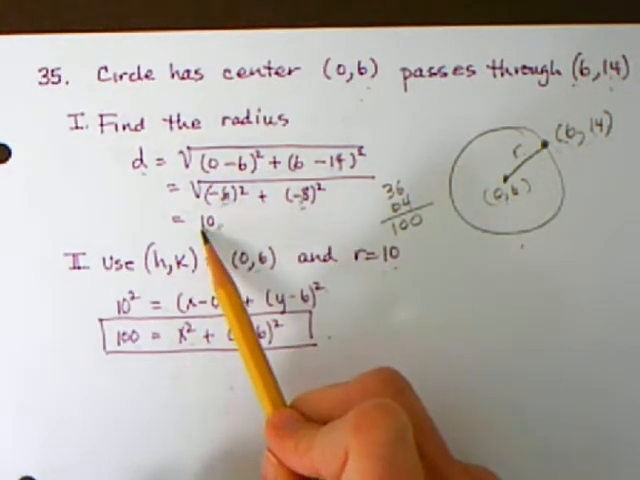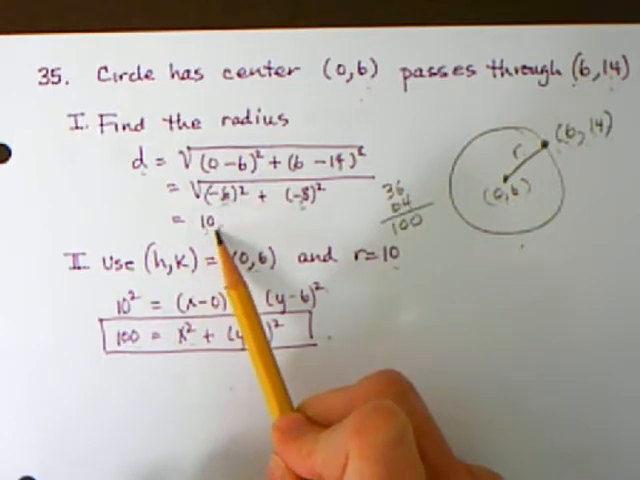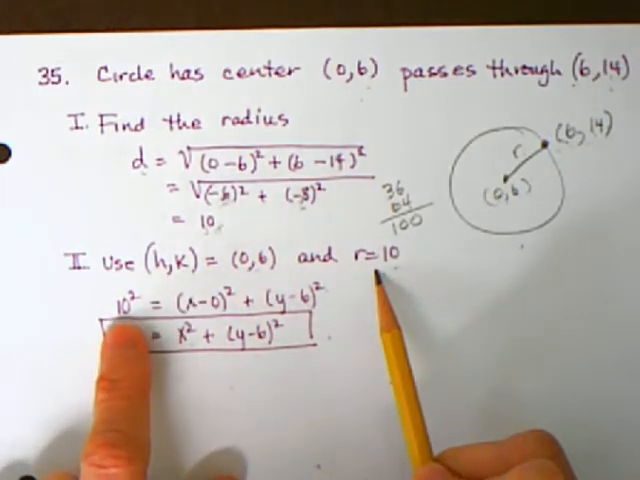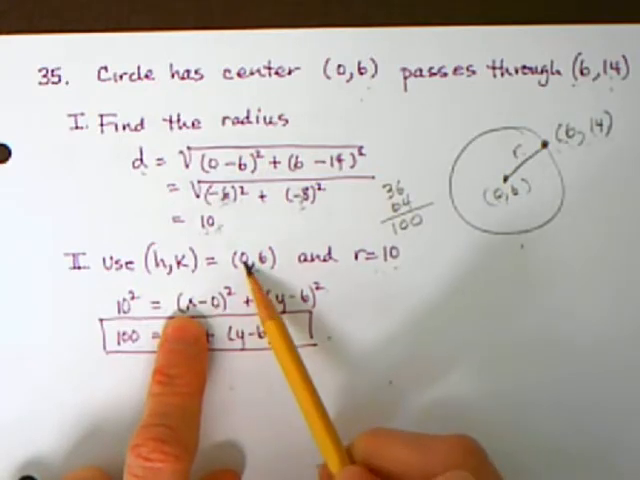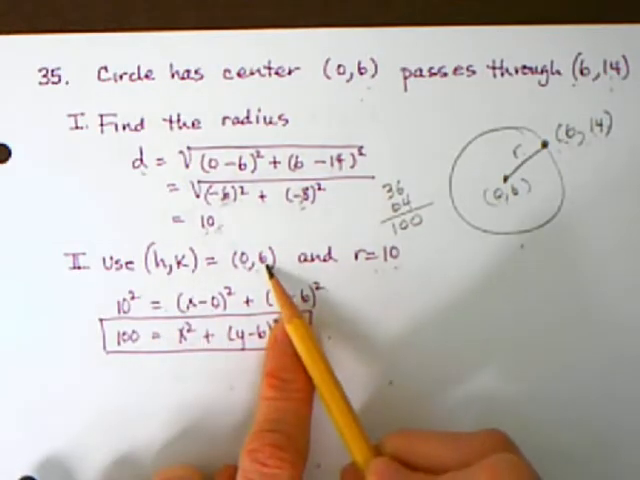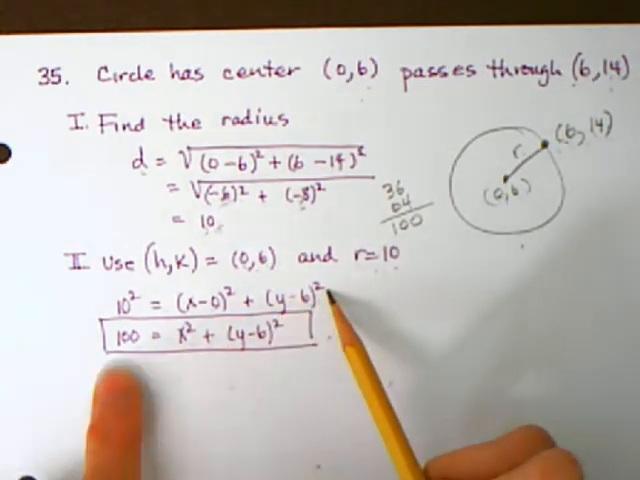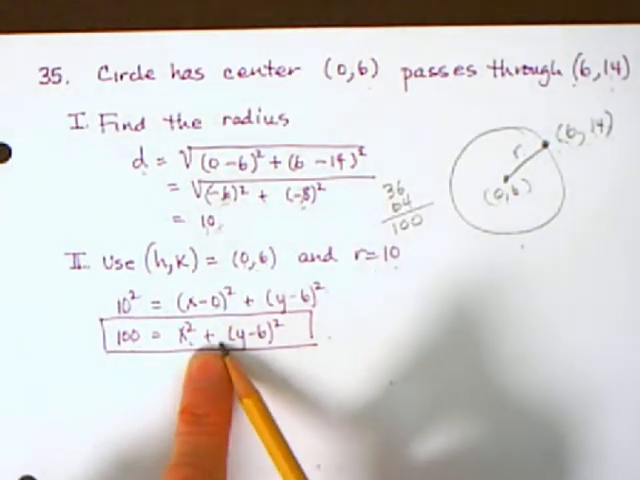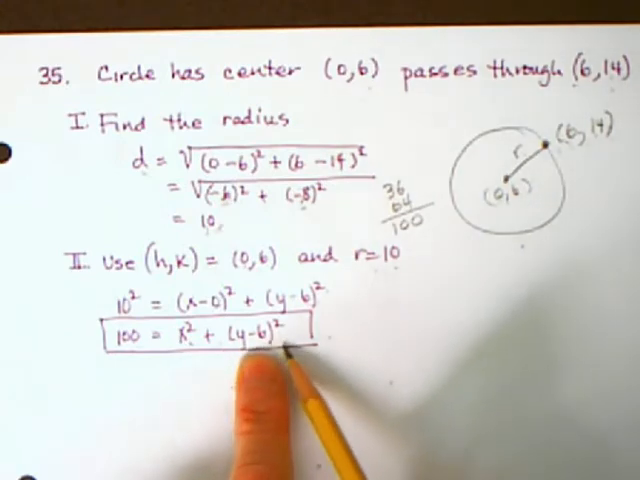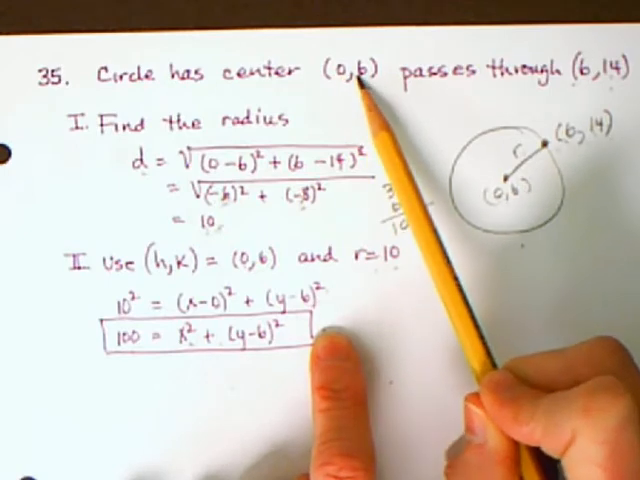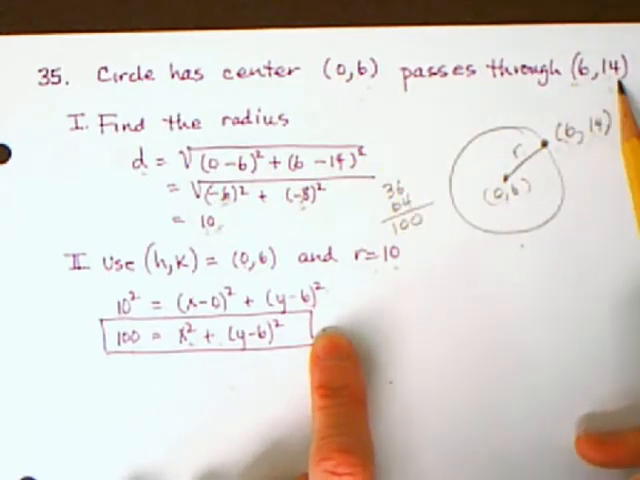So I know that the radius is 10 units. So I have the radius, I have the center. Now I can just write the equation. I know that the radius squared is equal to x minus h, here's my h, is 0, quantity squared, plus y minus k, I know my k is 6, quantity squared. 10 squared is 100, x minus 0 squared is just the same thing as x squared, and then I have plus y minus 6, quantity squared. So this is the equation of a circle that has as its center 0, 6, and it passes through the point 6, 14. And that's it.